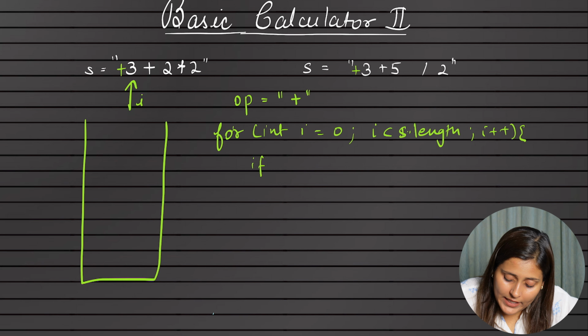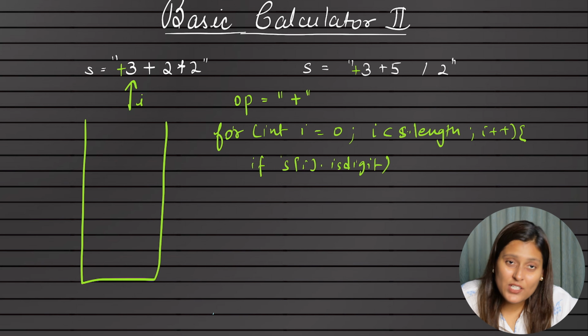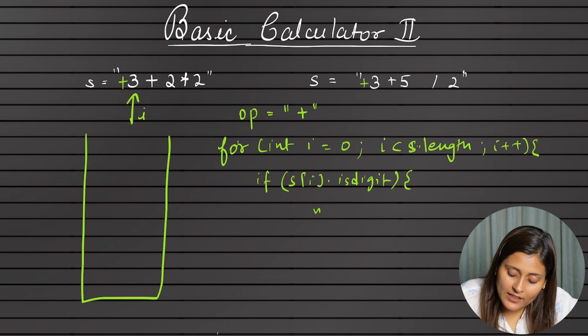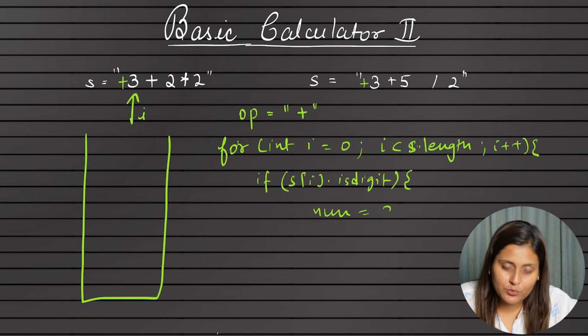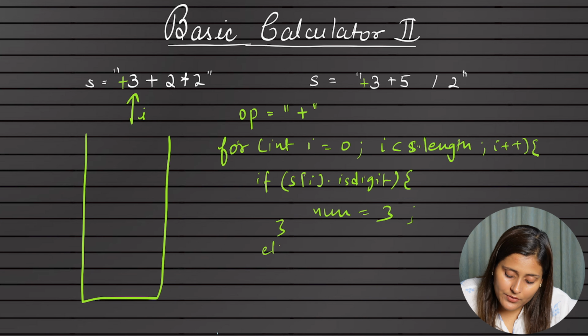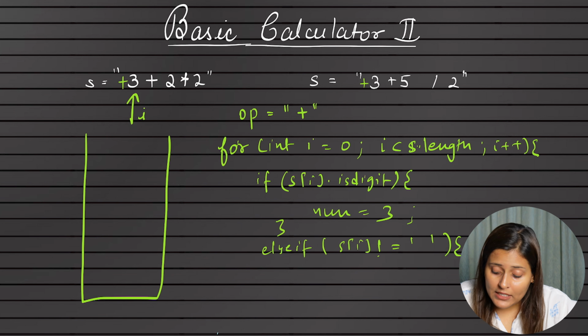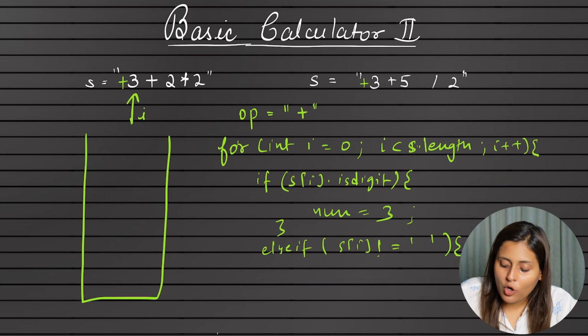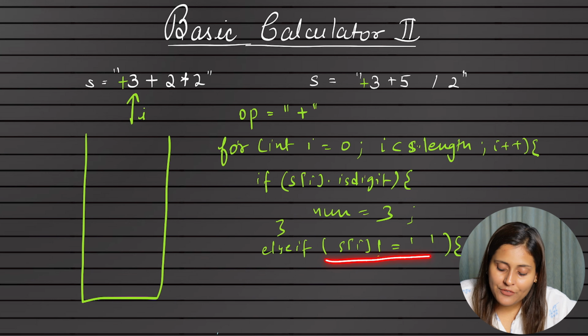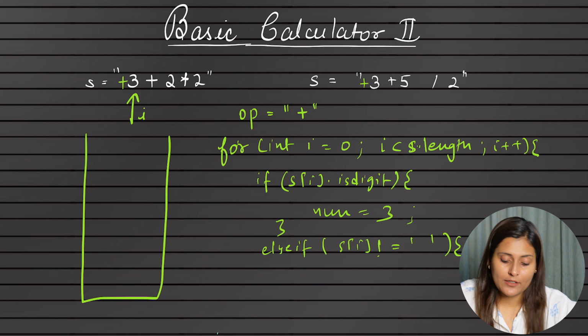And if this s of i is a digit, then in a num variable, like how we calculate, we'll add the number, suppose 3, we added. Now else if this s of i is not equal to the empty space. Why I said this? The else condition will run only when s of i is not a digit, correct? And now it can be either an operator or an empty space. So I am just checking that if it is not an empty space, then definitely it is an operator, correct?